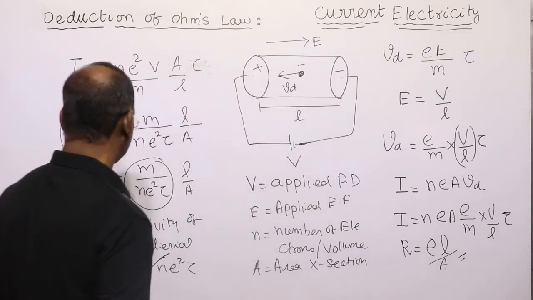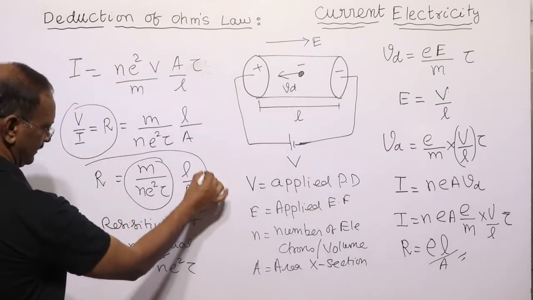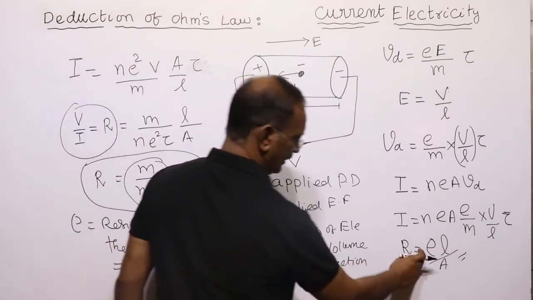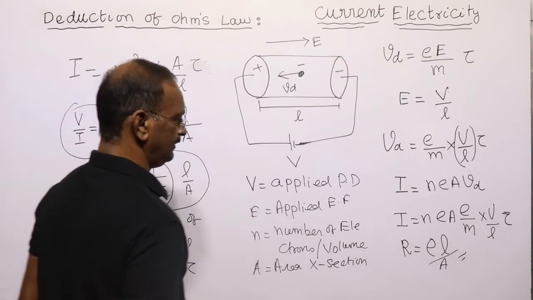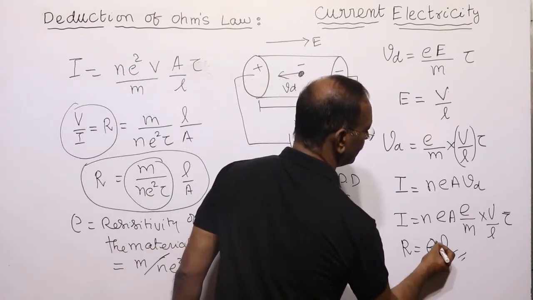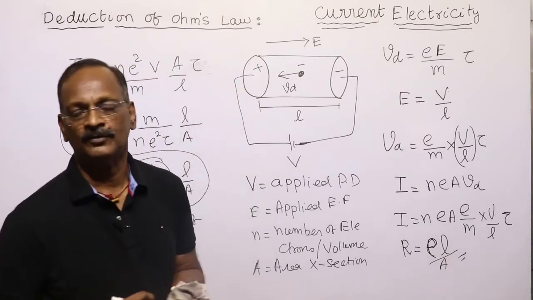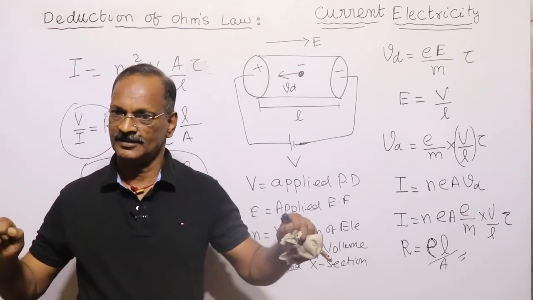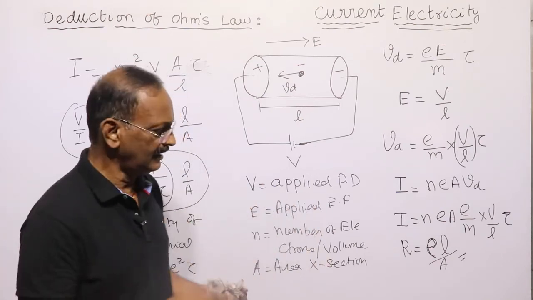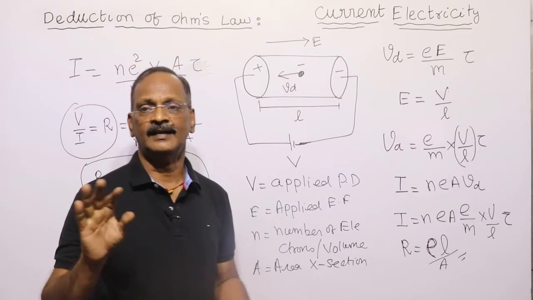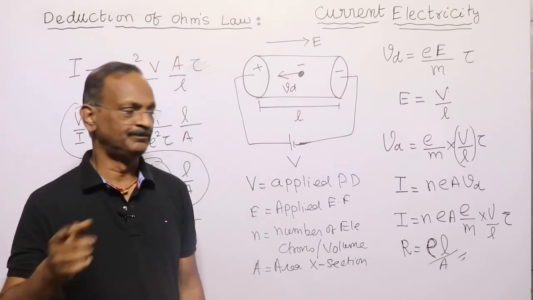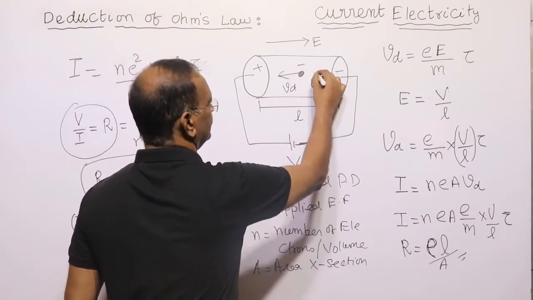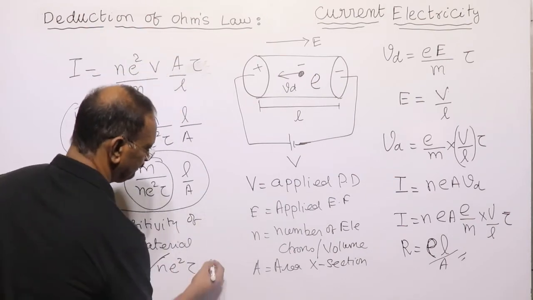It means we can say the resistance is given by this expression, where rho is the resistivity, which is the same for a given material. It is different for different materials, but for a given material the resistivity is the same, whether it is stretched or compressed or any change is made in the dimensions of the conductor.